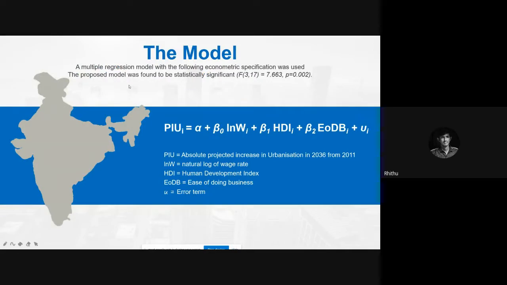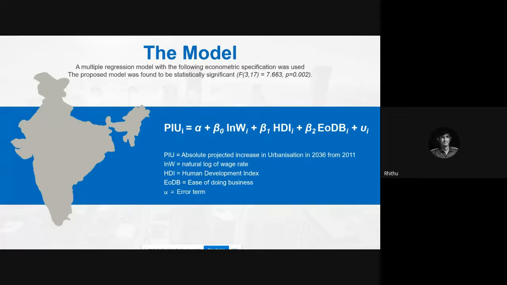Now, moving on. A multiple regression model was used with the following specifications, and the proposed model was found to be statistically significant. So let me explain the model. The basic model is PIUI equals alpha plus beta 0 log wages plus beta 1 HDI plus beta 2 ease of doing business plus UI.